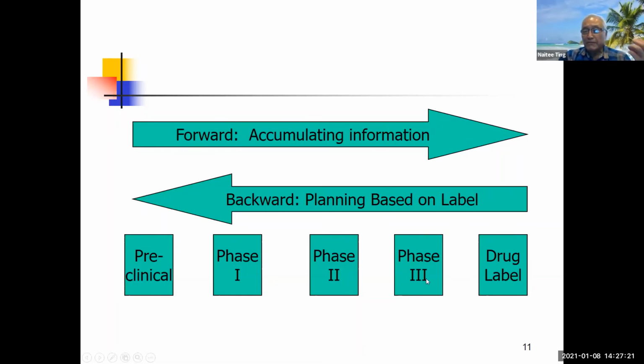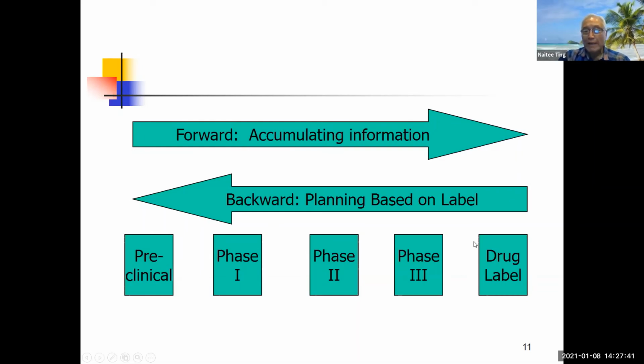So you need to have enough information from phase 2 to help you design phase 3. In order to achieve a drug label, you need to have this set of phase 3 studies. But in order to design these phase 3 studies, your phase 2 has to deliver this necessary information. So how are you going to design your phase 2? Your phase 1 has to give you the information to design phase 2.